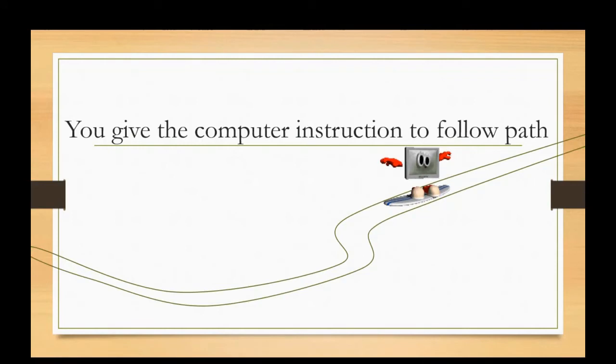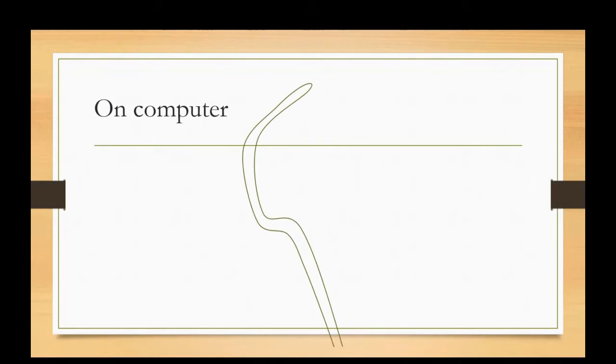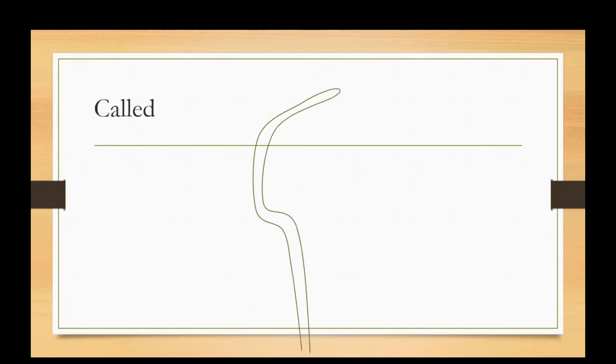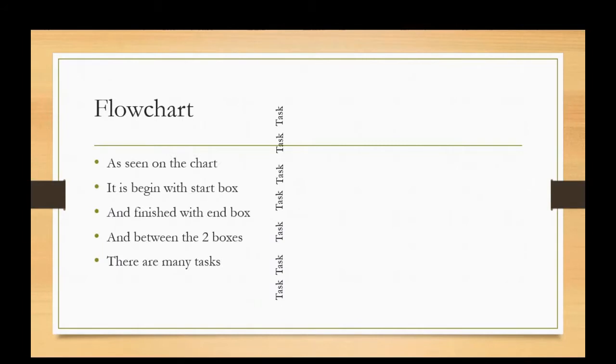You give the computer an instruction to follow a path. The computer will follow the path you determine. You draw the path for the computer to follow. This path in computer science is called a flowchart.